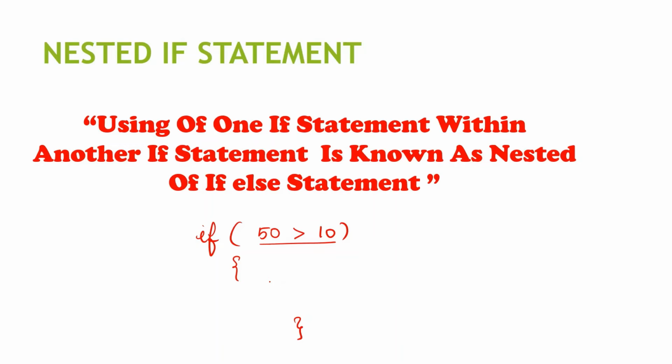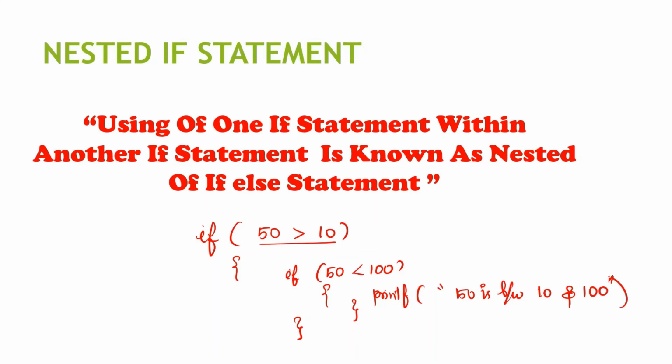And after this, we are checking another condition: if 50 is less than 100. If it is, we simply put one printf statement that 50 is between 10 and 100. So here is a simple example. First we are checking whether 50 is greater than 10. Then again we are checking if 50 is less than 100.